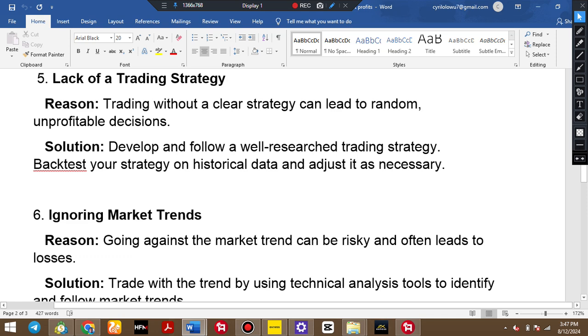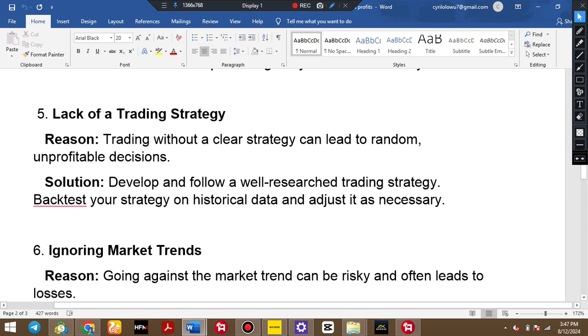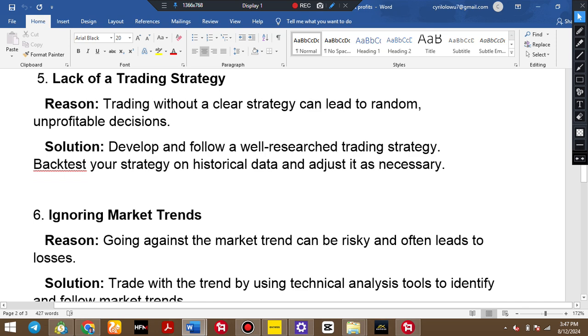Backtest your strategy on historical data and adjust it as necessary. That means after creating the strategy, backtest the strategy, go through the previous events, compare the losses to winnings. Then you can also use your demo account to also backtest it.